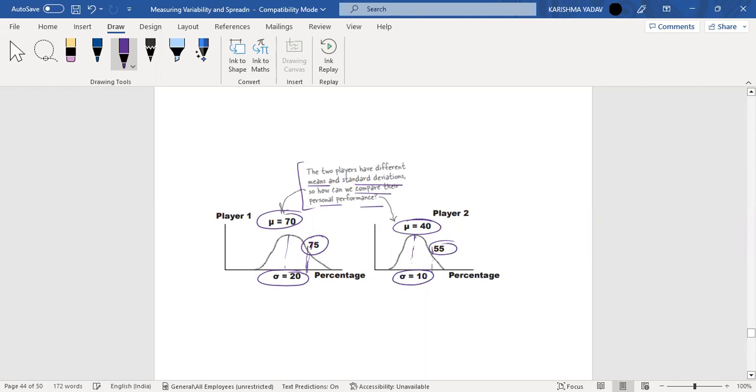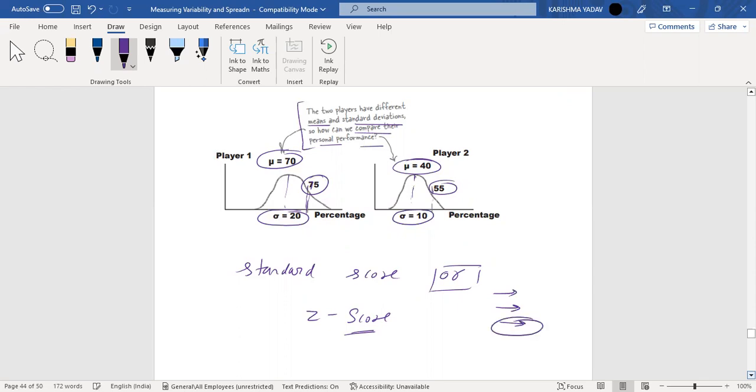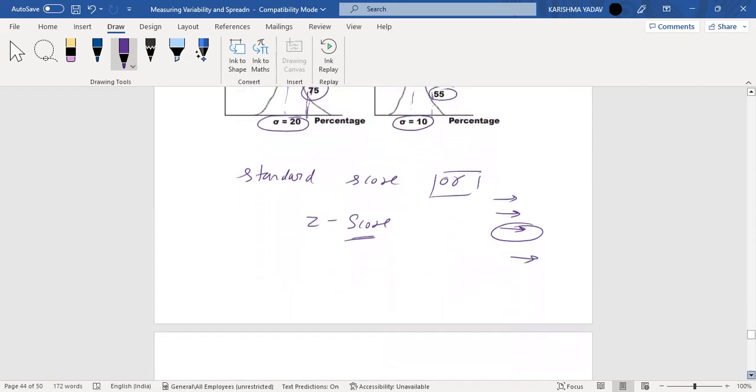Okay, so here comes the concept of standard score, or you can say Z score. Now what is this Z score and what is this standard score? How can we use it? How does it imply the results of the data, and how does it help in comparing these particular sets of data? Now let's see it.